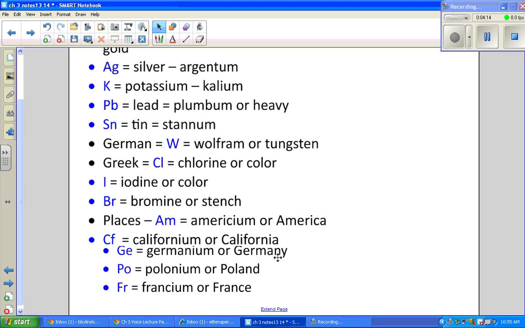And now we get the ones that make a little bit more sense, but that's because these are made in a lab, most of them. So their names were chosen by a group of scientists. Am is for America, americium. Cf, californium, for the state of California. Ge is germanium, or Germany. Po is polonium, or Poland. And Fr is francium, or France.